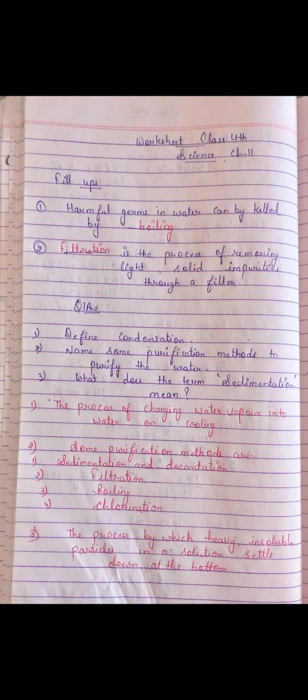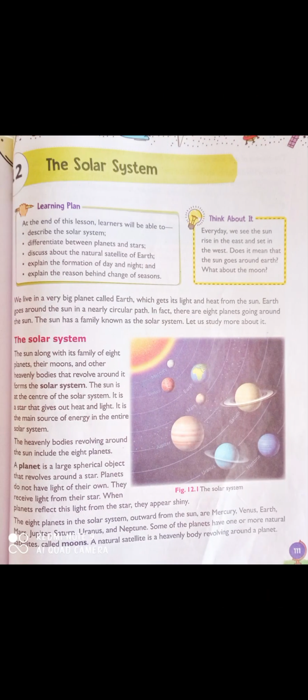Okay students, I hope you all have done this worksheet in your notebooks. Now we will start revising chapter number 12, the solar system. So we live on a very big planet called Earth, which gets its light and heat from the sun. Earth goes around the sun in a nearly circular path. And you all know very well that there are 8 planets going around the sun. So the sun has a family known as the solar system.